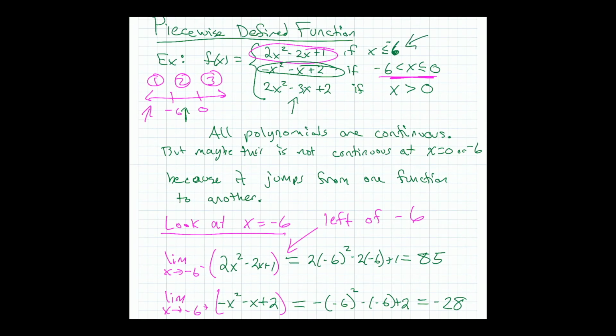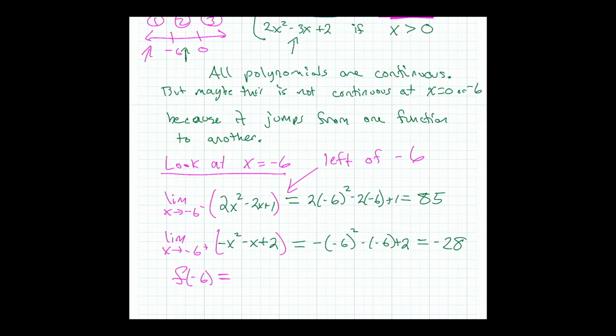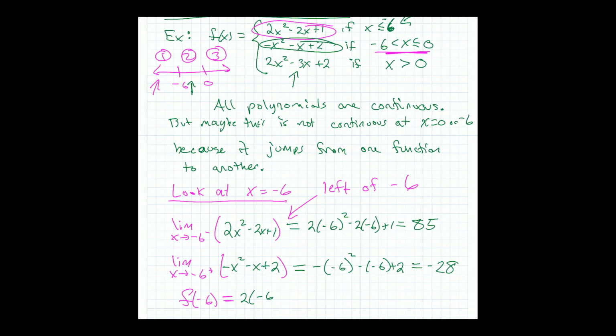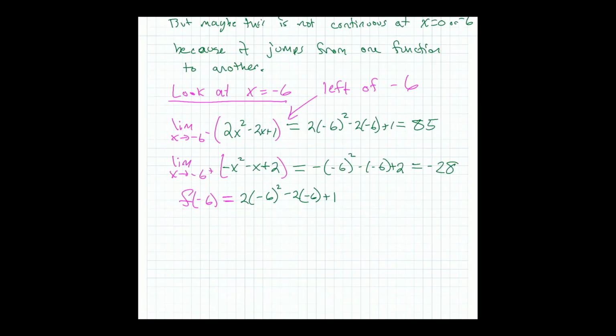Well, the first function is the one where it says x is less than or equal to minus 6. So we use the first function. So you put a negative 6 into the first function again, which we've already done once. Maybe we can check our answer. Okay, 2 times 36 plus 12 plus 1. All right, so yeah, 72 and 12 is 84. 84 and 1 is 85. 85. Okay.